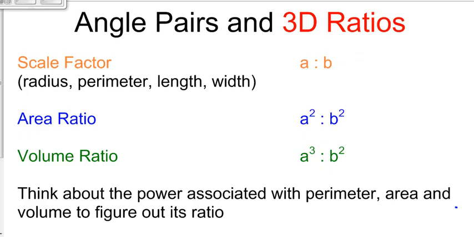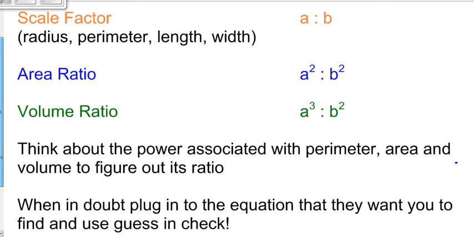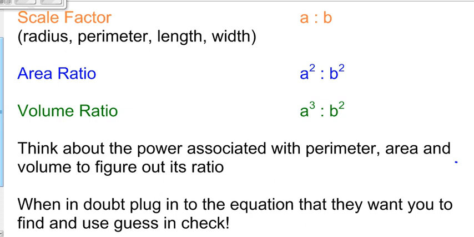All right, then we talked about the 3D ratios. That was in our 3D unit. We have that relationship of our scale factors, that's A to B. These are words like radius, length, perimeter, width. Then we have the ratio of our areas, which is always going to be A squared to B squared. Then we have the ratio of our volumes, which will be A cubed to B cubed.